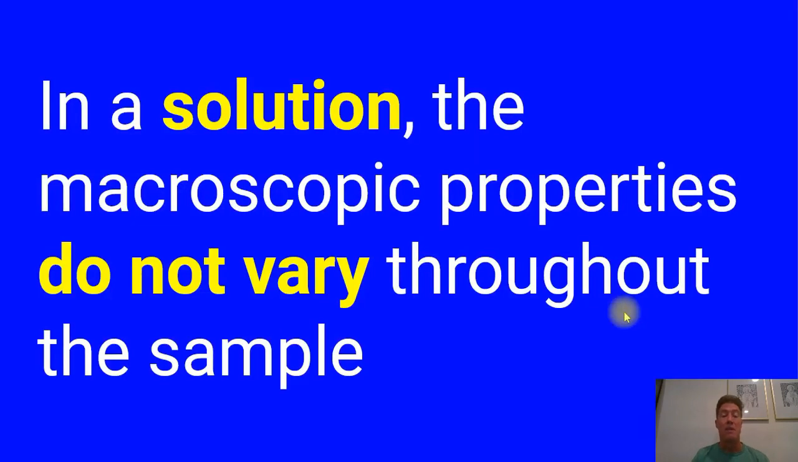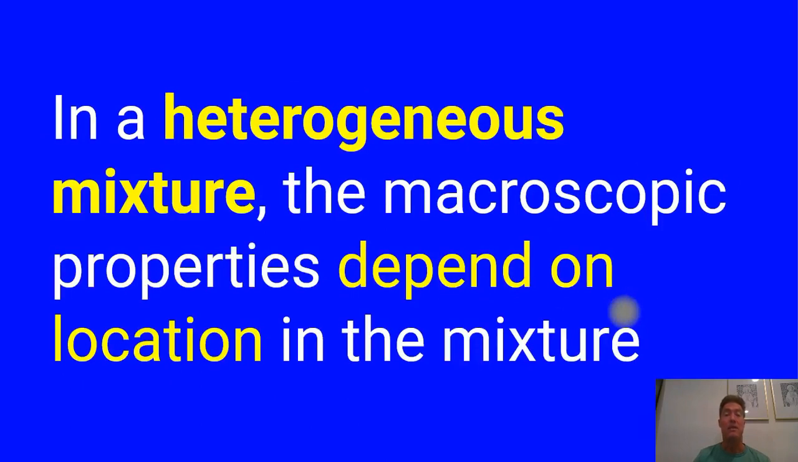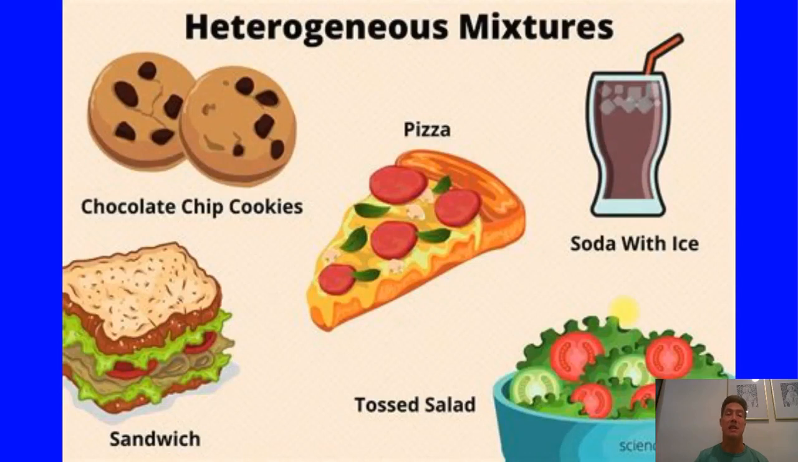They don't vary. The macroscopic properties do not vary throughout the sample. And this is different from a heterogeneous mixture, where the macroscopic properties do vary depending on their location. So here are the classic examples of heterogeneous mixtures: chocolate chip cookies, right? Chunks of pizza, ice within a soda, salad.